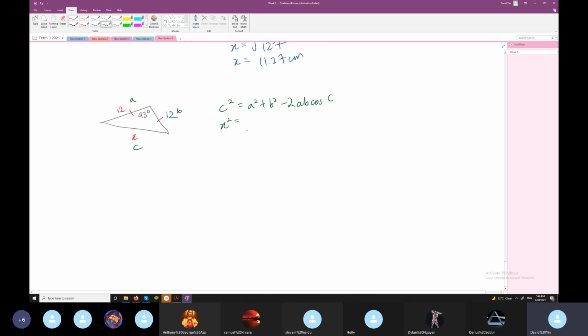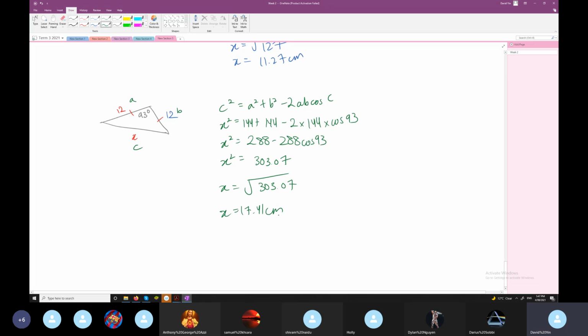Now I'm just going to start doing this. 12 squared is 144. B squared is going to be 144 as well. Minus 2 times 12 times 12, which is 144, times cos 93. Right, and that is going to be 288 minus 288 cos 93. So plug that into our calculator. 288 minus 288 cos 93. We get 303.07. And then we're going to square root that. 303.07, square root answer, and we get 17.41 centimeters.